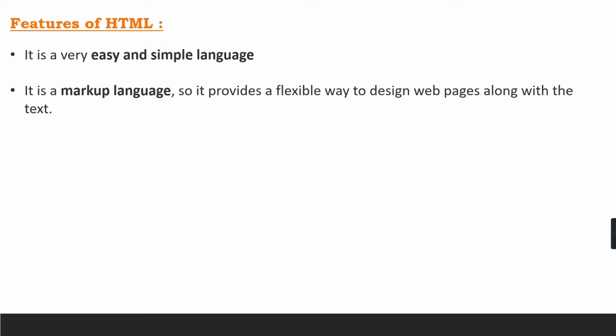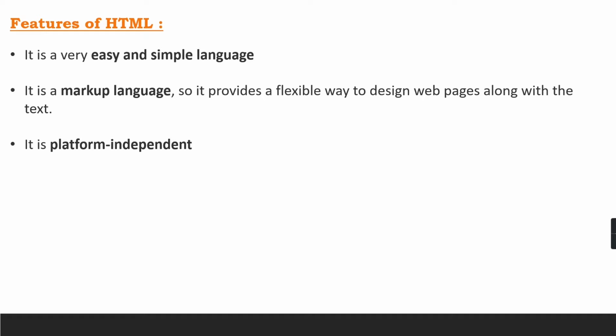What are the features of HTML? So below are the features of HTML. HTML is a very easy and simple language. Basically if we learn all the tags, it becomes very easy to understand and write the code in HTML. It is a markup language, so it provides a flexible way to design web pages along with the text. It is platform independent.